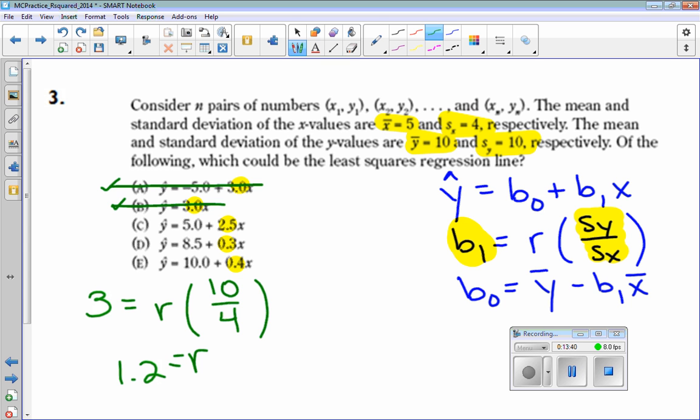Yes? Because I used this formula, and I plugged in SY over SX. I plugged in 10 over 4. That was given to me up here. And then I chose 3 to be my slope, because that's what the slope was in answer choices A and B.